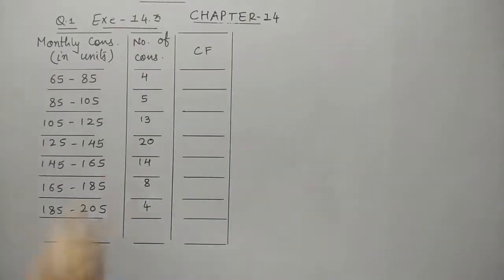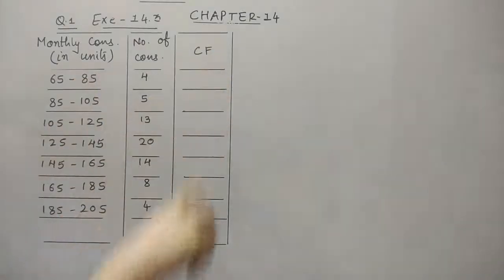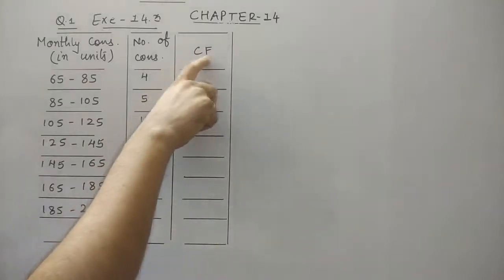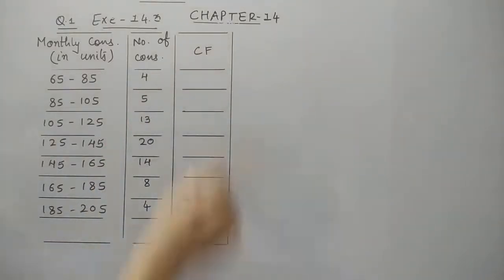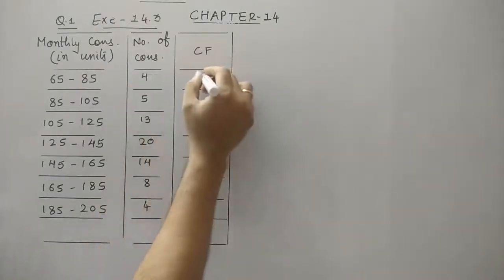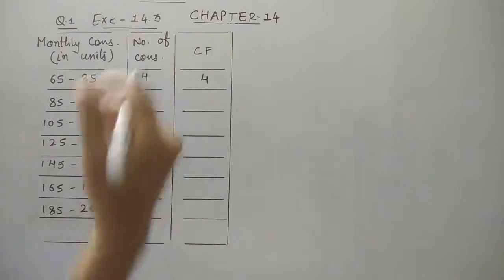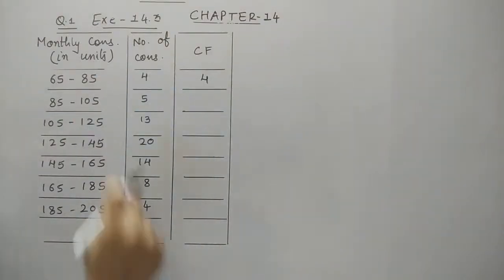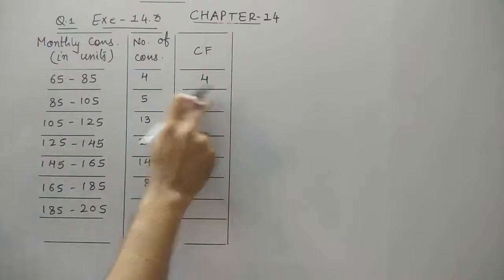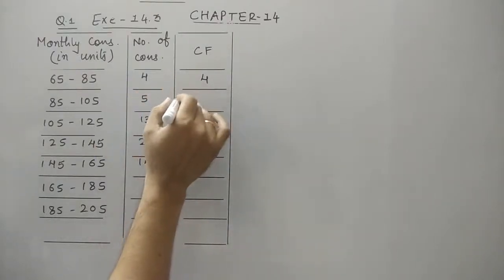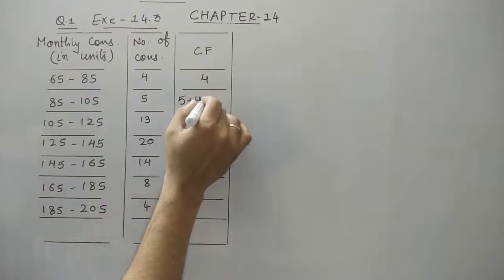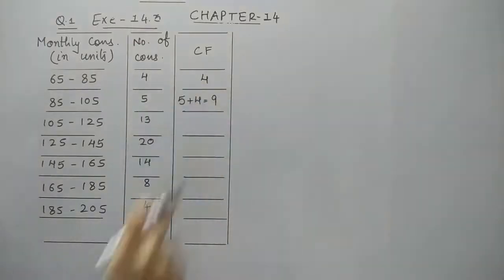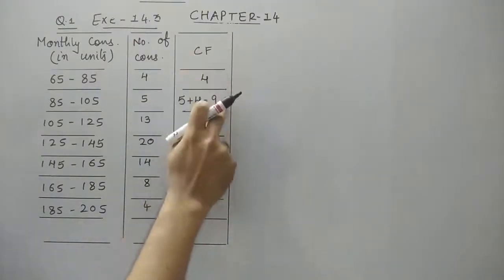You can see that these are the two columns given and this is the new one. It's CF, that is cumulative frequency. This is new for you. Let us understand how we can find the cumulative frequency of the given data. We keep the first frequency as it is. Cumulate means we have to add. So to obtain the cumulative frequency, we add these two, that is 5 plus 4, so that comes 9. So 9 is the second cumulative frequency.